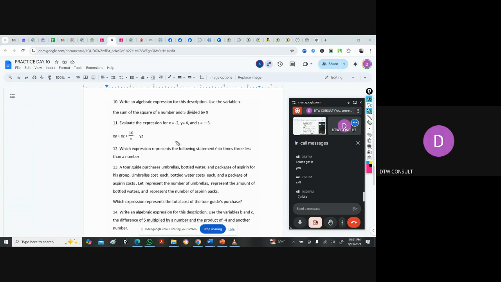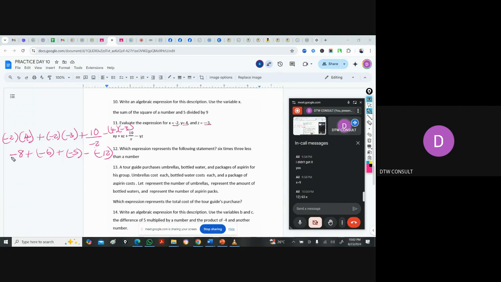Are you done? What's your answer? Yeah, 5. Okay, 5. Let's quickly do this because I have another class to hop into. Here x is negative 2, y is positive 4, z is negative 3. So let's put it here. We have negative 2 in parentheses 4 plus negative 2 in parentheses negative 3, then plus 10 over negative 2, then minus 4 in parentheses negative 3. So this times this will give us negative 8, plus this times this will give us negative 6, plus this divided by this will give us negative 5, minus this times this will give us negative 12. Do you see that?